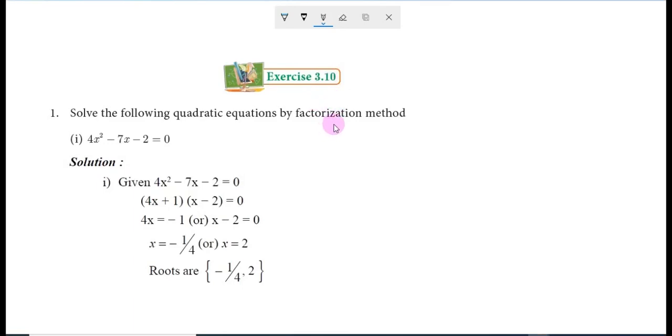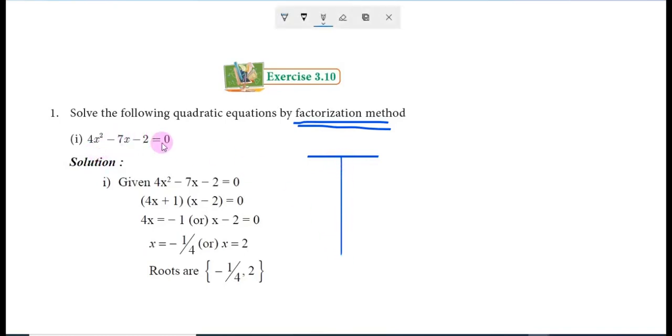Okay. Already we have solved 3.7, 3.8, 3.9 in the first three classes. So look, now exercise 3.10. This concept we have seen already, the factorization method. So solve the following quadratic equation by factorization method: 4x square minus 7x minus 2 equal to 0.